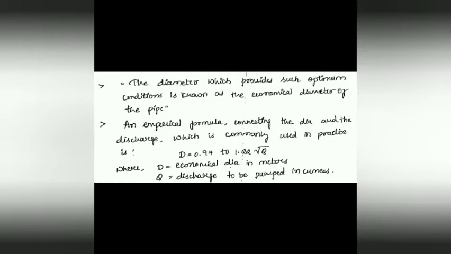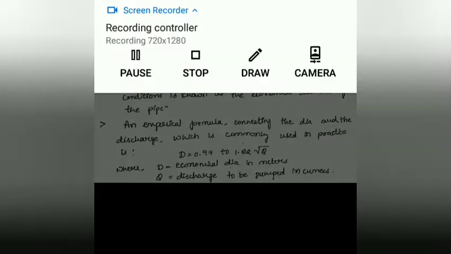So the empirical formula connecting the diameter and the discharge, which is commonly used in practice, is D equals 0.97 to 1.22 root of Q, where capital D is the economical diameter in meters, and Q is the discharge to be pumped, Q max, in meter cube per second. This simple formula is used to calculate the economical diameter in meters.